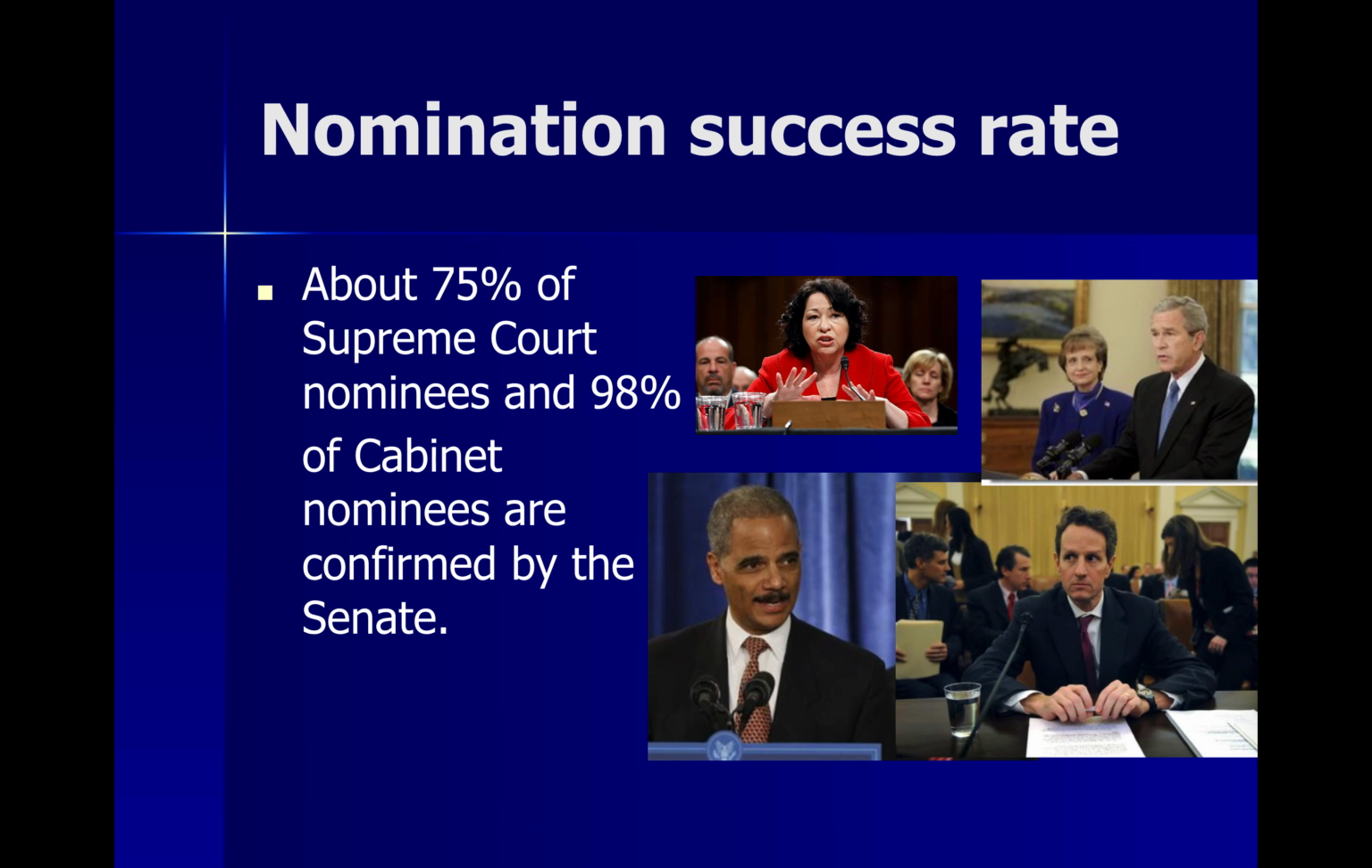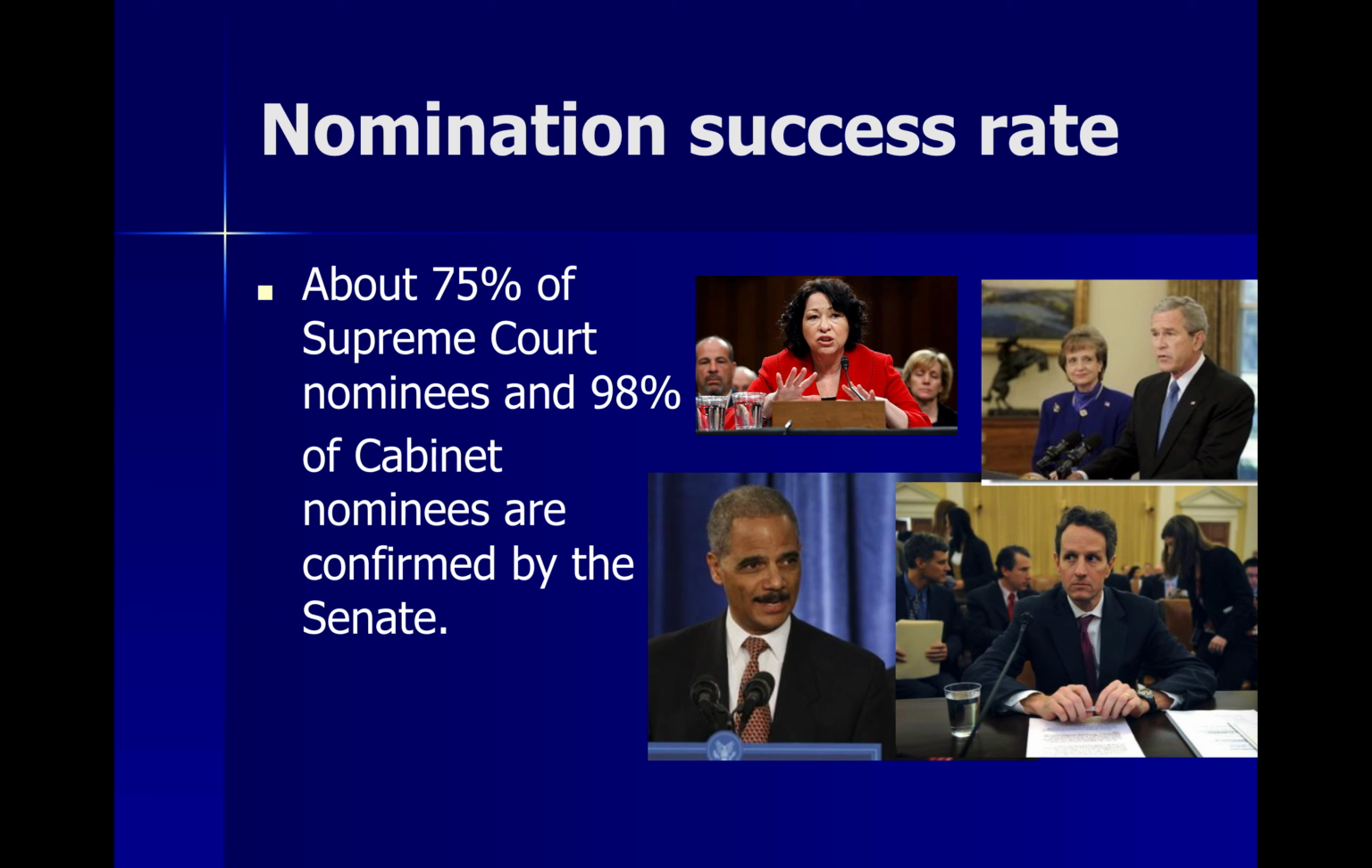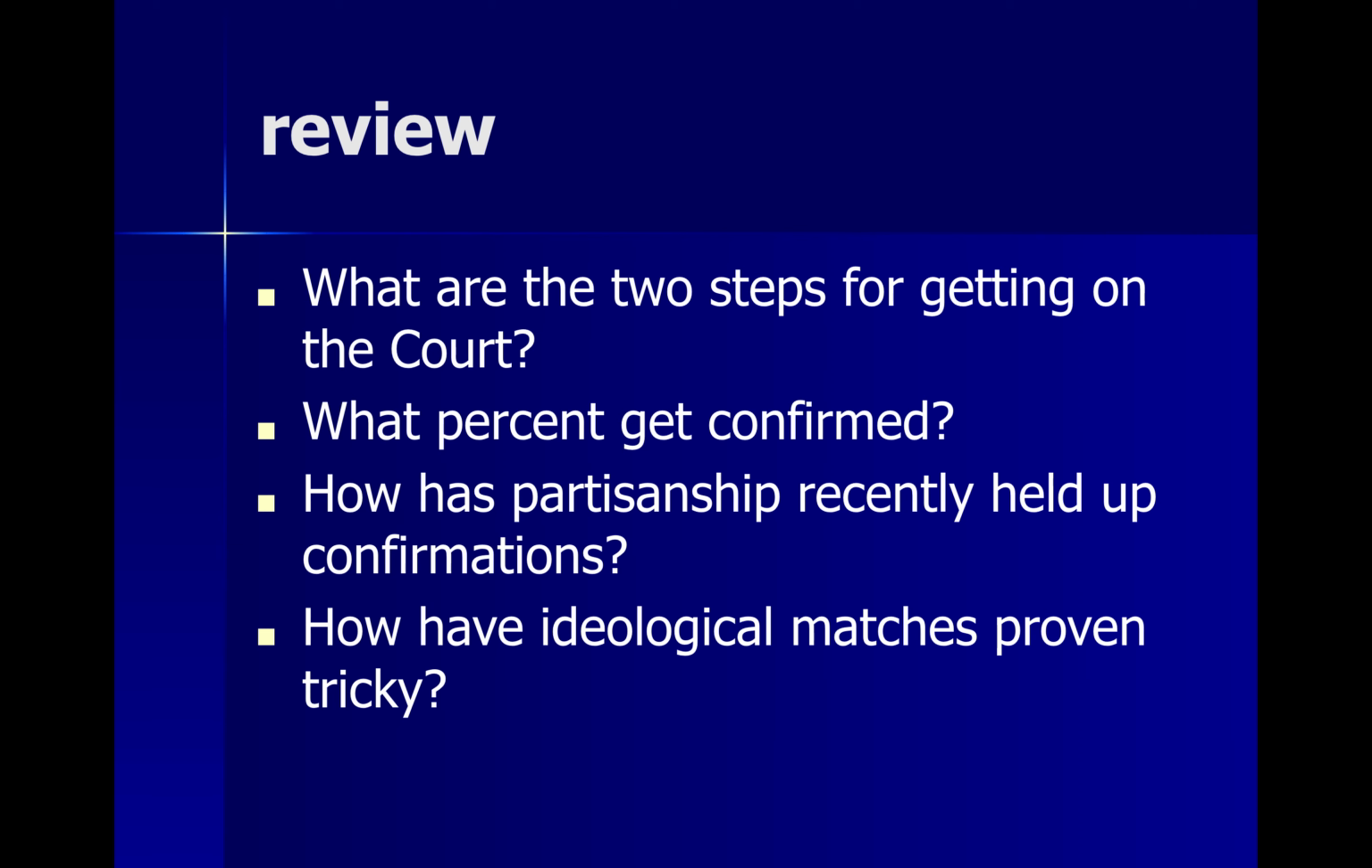Bush, a Republican, nominated Souter, who also ended up being a pretty liberal judge. The success rate is about 75% for Supreme Court nominees, versus 98% for cabinet nominees. Judges are going to be on there for a long time, so the success rate's not quite as high. W nominated Harriet Miers. When people started looking into her, they found her chief qualification was that she was friends with Bush, so he had to withdraw the nomination.